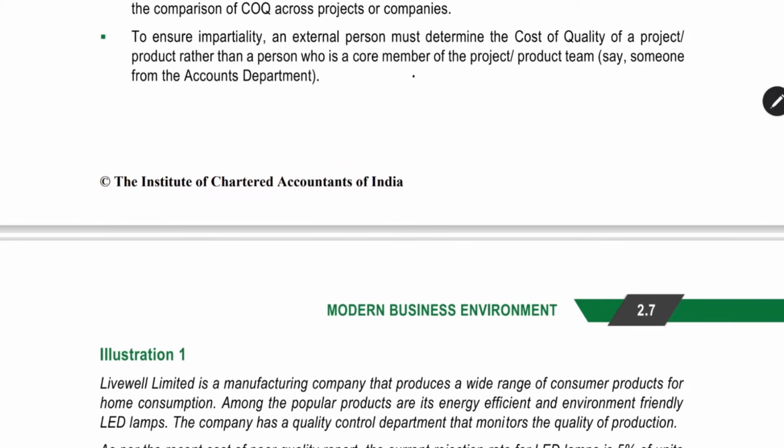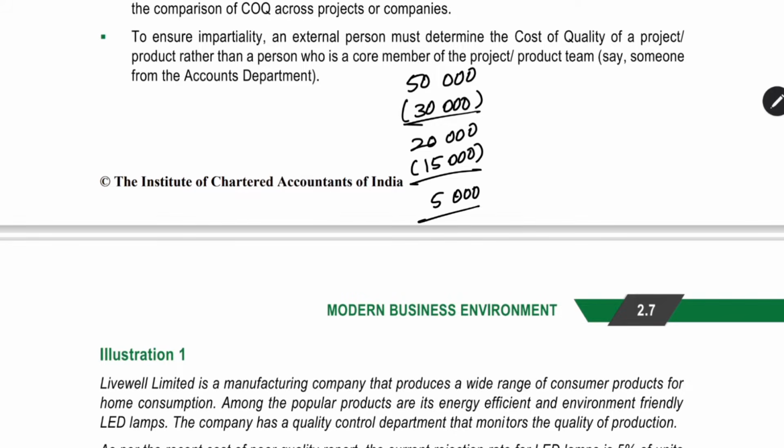Again, I will recap. First, we had a 50,000 loss. We implemented the policy. After that, we got a 30,000 loss. Now, the savings in loss is 20,000 rupees. For that, we incurred a 15,000 rupees cost. Now, the net benefit we are getting is 5,000. This is the first part of the question.